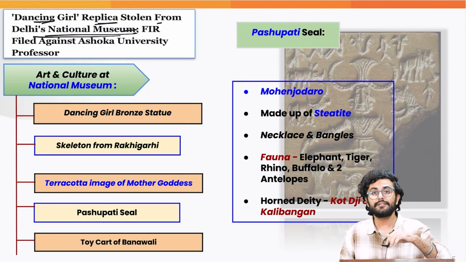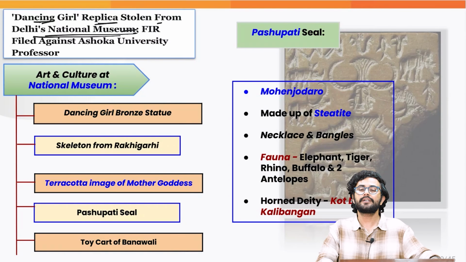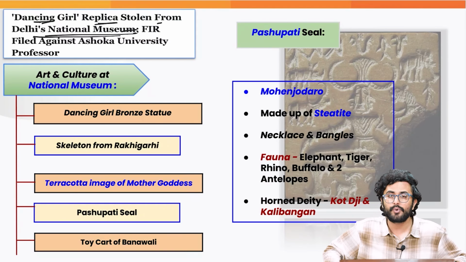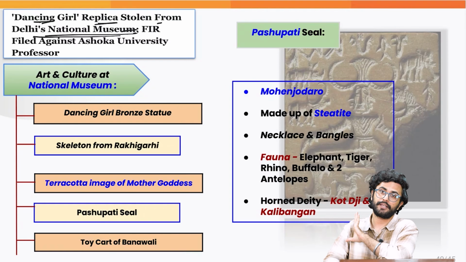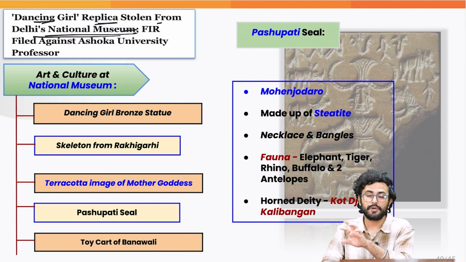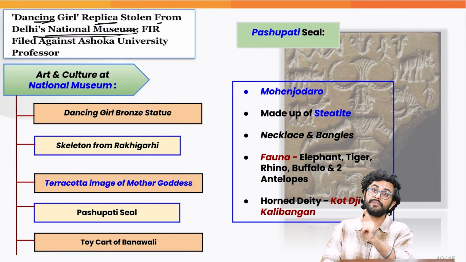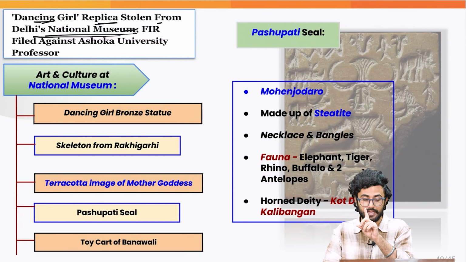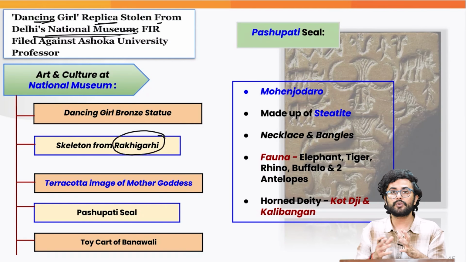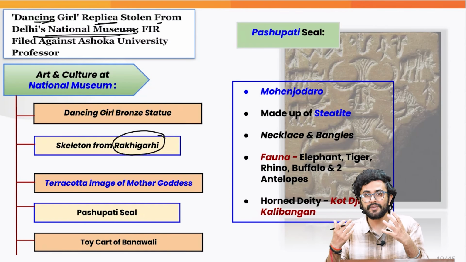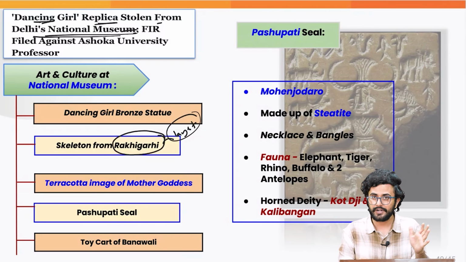So why is this dancing girl, which was also featured in this year's prelims examination, important to us? Because it is considered the world's oldest bronze statue which was created using the lost wax method technique. Beside this dancing girl, there are several Indus Valley civilization artifacts which we find in the National Museum. Like, for example, the skeleton which we find from Rakhigarhi, which is also considered the provincial capital of Indus Valley civilization, being the largest IVC site to be excavated.